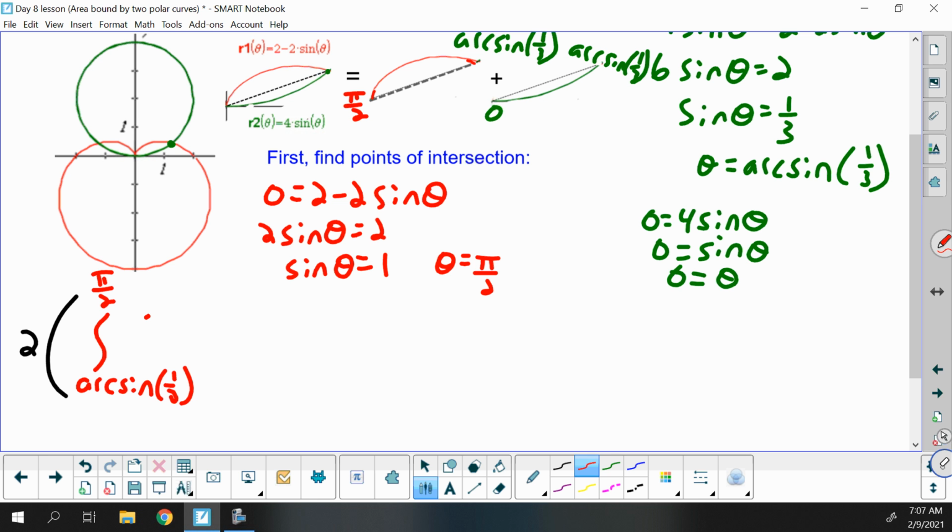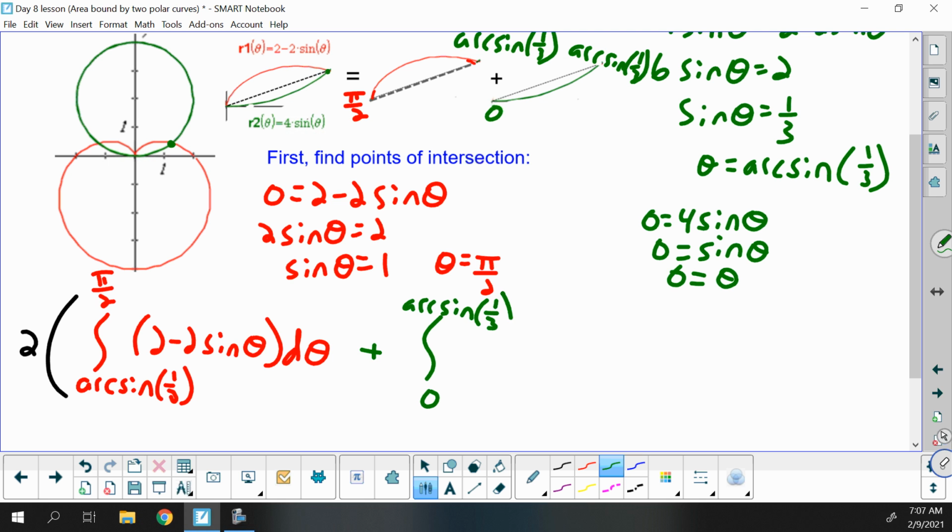And our red one, we had 2 minus 2 sine theta, d theta. And then plus, we've got our green one that's going from 0 to arc sine of a third. And that one was 4 sine theta, d theta.